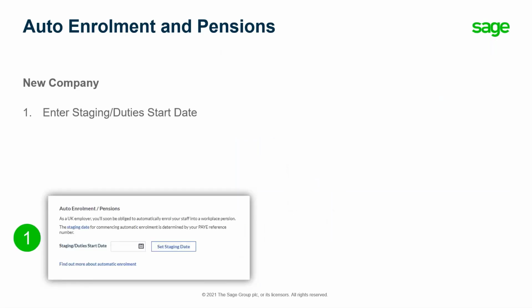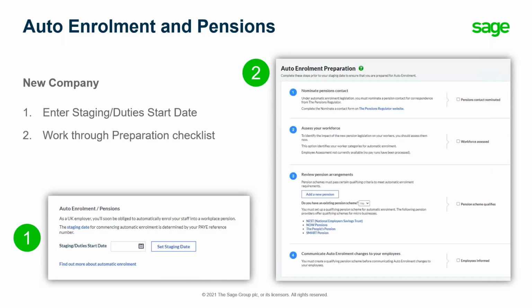is that you would still enter a duty start date, which will be the date you took on your first employee, but you then work through a pensions checklist. So it reminds you to do things like nominate a contact with the pensions regulator, tells you about assessing your workforce and communicating auto-enrolment information to your employees. And as part of that checklist, yes, you do have the step to add the pension scheme.